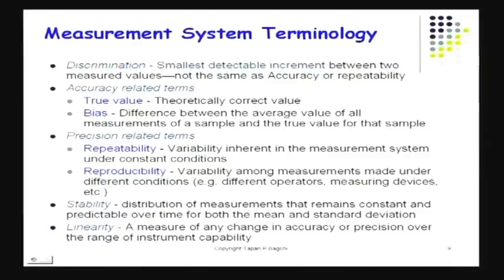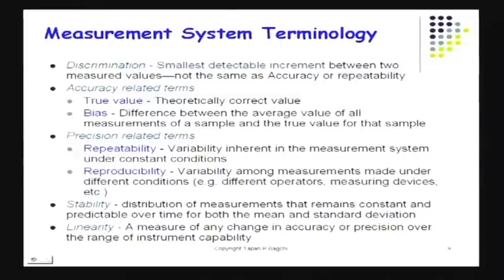Then there is the issue of reproducibility, and that is actually the issue when we have different people using the same gauge and coming up with different measurements. That also is something that ideally we should really reduce. We should try to make that next to zero, and that's also something that we'd like to make sure that we have an idea about.